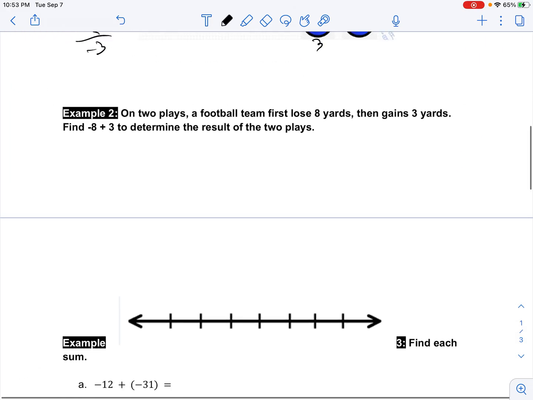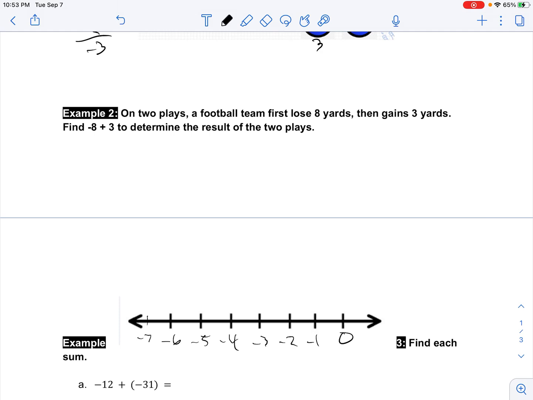I like this one. Again, I think number lines are great when you talk about negatives. So let's look at this. Example 2. On 2 plays, a football team first loses 8 yards, then gains 3 yards. Find negative 8 plus 3 to determine the results. So let's say negative 1, negative 2, negative 3, negative 4, negative 5, negative 6, negative 7, and then let's make this negative 8.